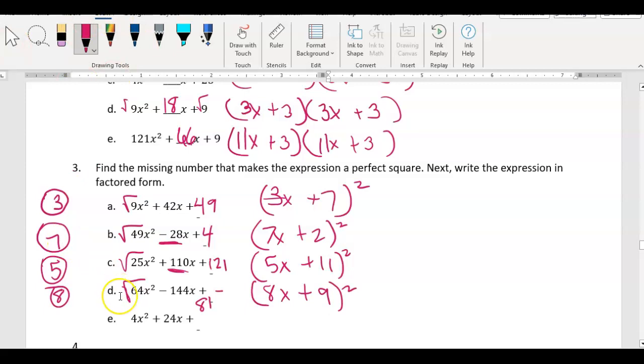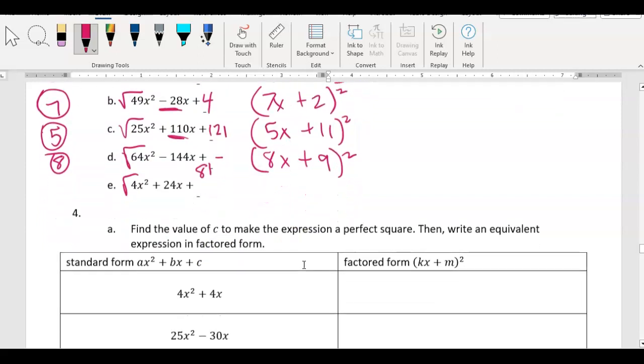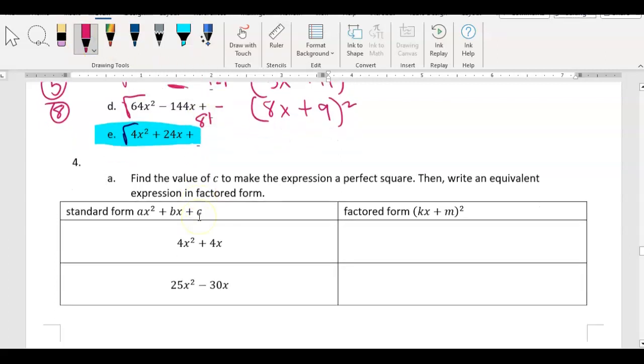So I want you to try the last one, e, by yourself. Take the square root of 4, divide 24 divided by 2 first, then 2 divided by that circled number, and then square it. So you make yourself a perfect square. All right, so you are responsible for doing E on your own. If you need help or you want me to check it, just text me and ask me.